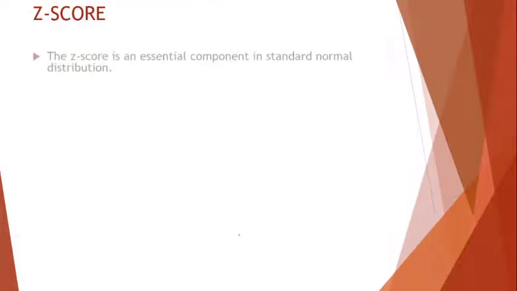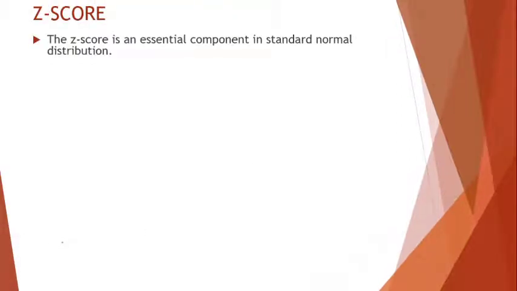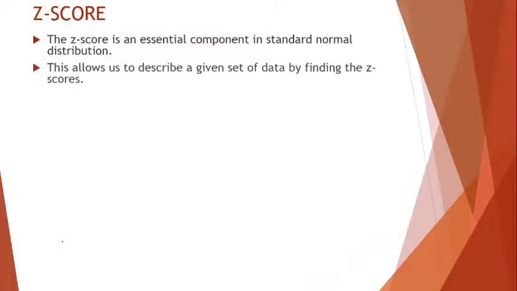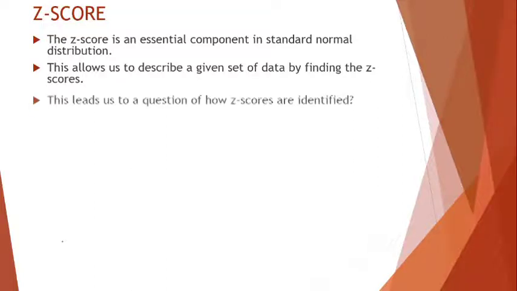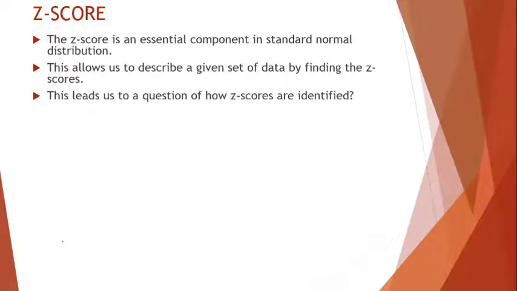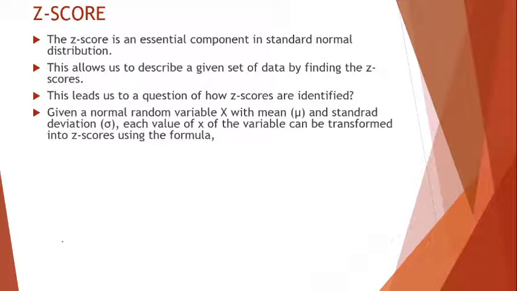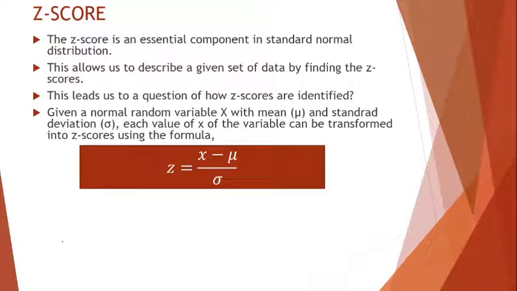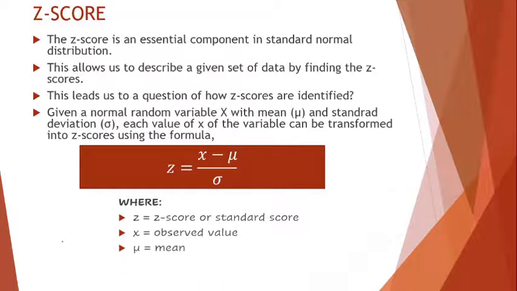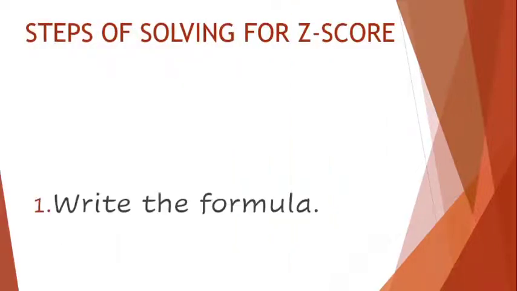Next, sa z-score na tayo. The z-score is an essential component in standard distribution. This allows us to describe a given set of data by finding the z-scores. This leads us to a question of how z-scores are identified. Given a normal random variable x with mean and standard deviation, each value of x can be transformed using this formula, where z is the z-score or standard score, x is the observed value, mu is the mean, and sigma is the standard deviation.